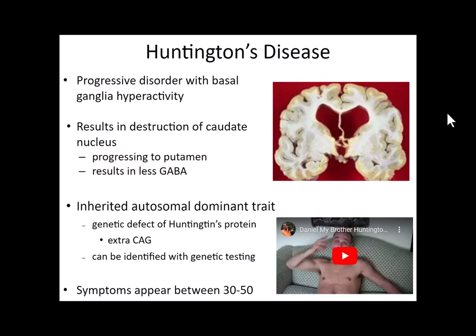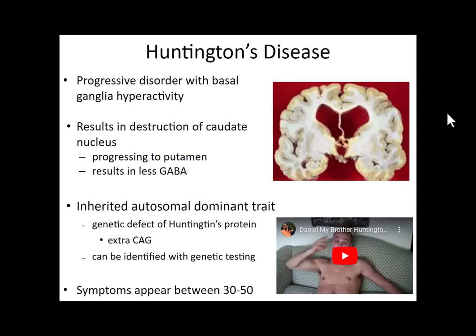Huntington's disease is a little bit different in that it is a progressive disorder, and it does involve the basal ganglia, but in this case it's going to be basal ganglia hyperactivity. Where Parkinson's disease is a paucity of movement and slowness of movement, Huntington's disease is excessive movement. The disorder itself is an inherited autosomal dominant trait.